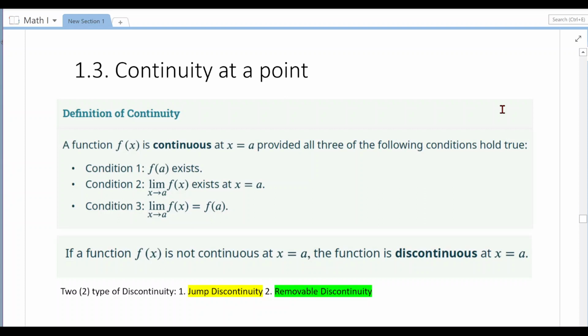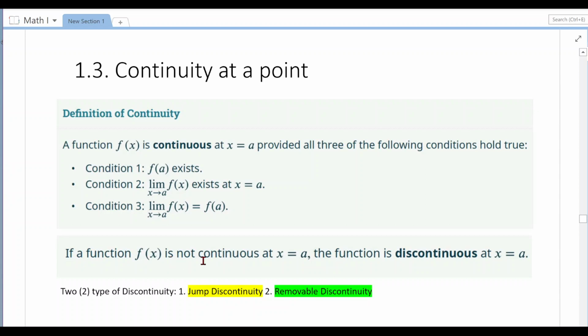Okay, let's talk about continuity at a point. By definition, a function f of x is continuous at x equals a, provided all three of the following conditions hold true. Condition 1: f of a exists. Condition 2: the limit of f of x as x approaches a exists. Condition 3: the limit of f of x as x approaches a equals the function value at x equals a.